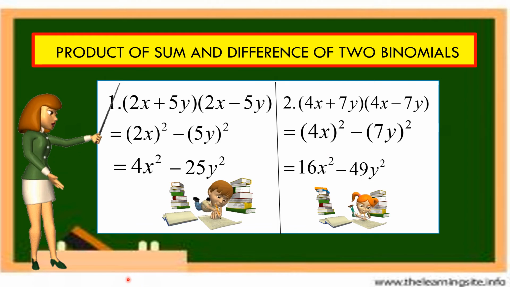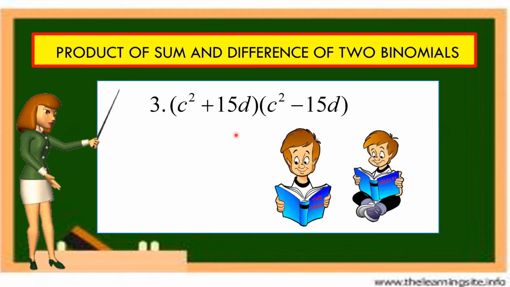So again, how do we find the product of sum and difference of two binomials? We have the same given. One is positive, the other one is negative. Just square the first term minus the square of the second term.